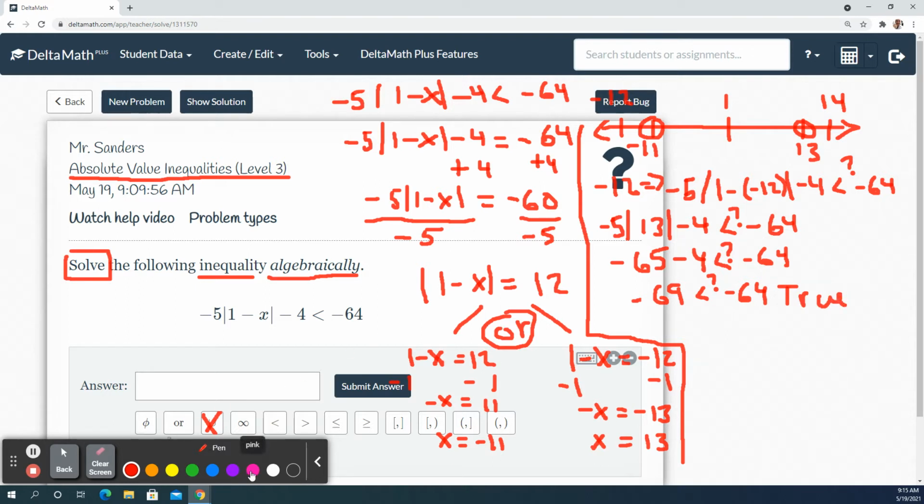True means we shade that side. So that was negative 12 we tested. So that means this whole region is going to be true. That's the side we shade. We'll go ahead and do 1 next.